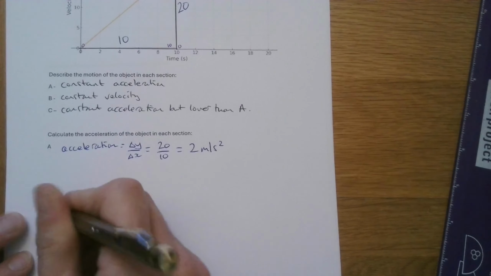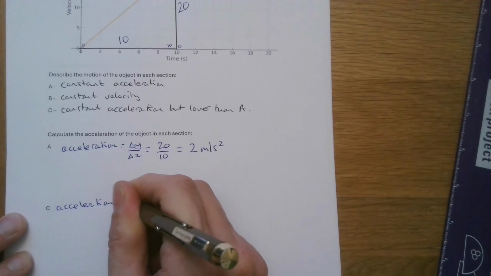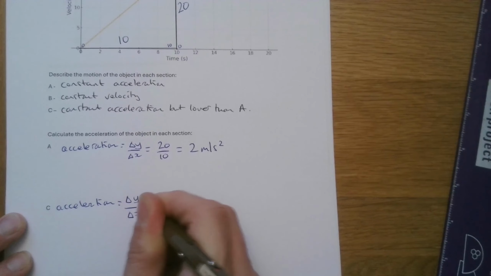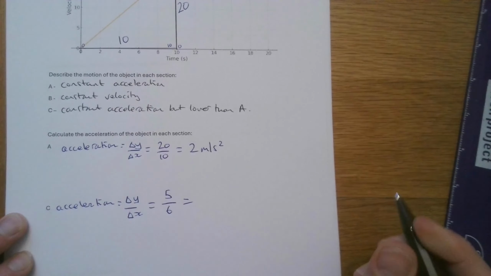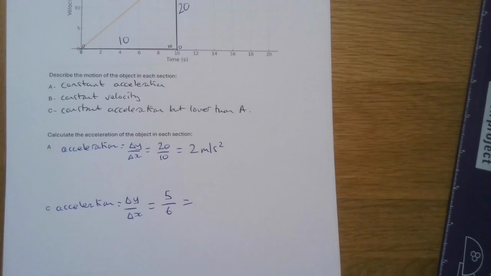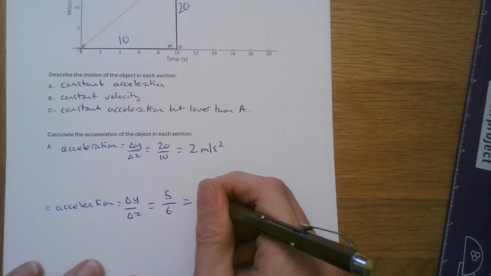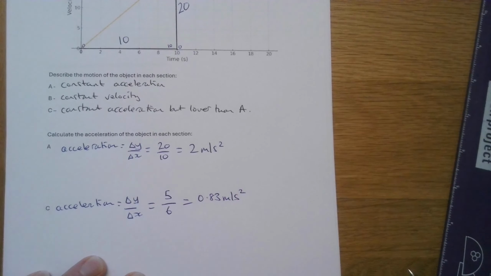So come back to our acceleration. So again, it's our change in y over our change in x, which is 5 divided by 6. Now we can't leave our answers as a fraction, so let me just get my calculator. And this gives us 0.83 meters per second squared.